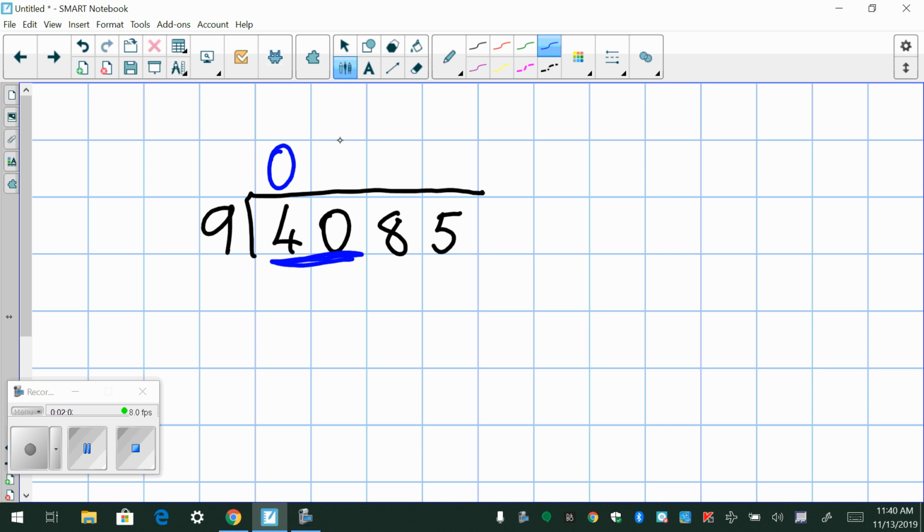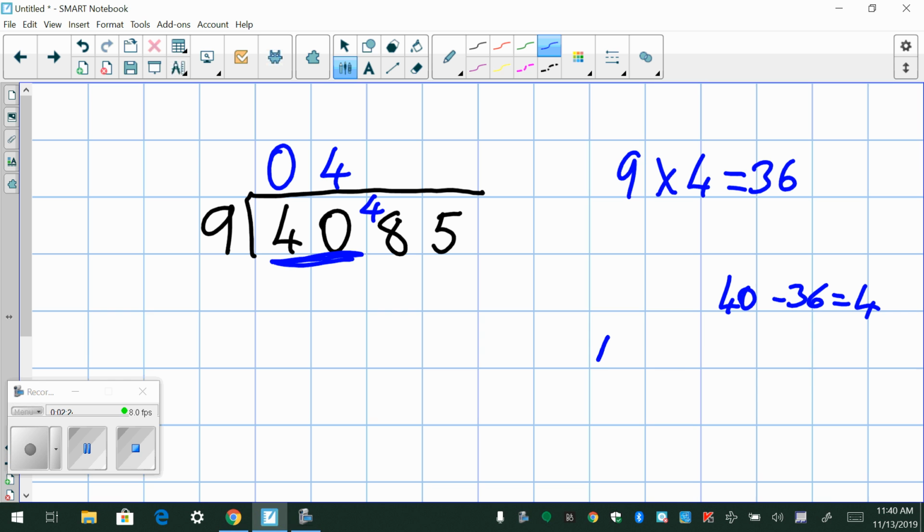Does 9 divide into 40? Yes. Well, I know that 9 fours is 36. So it divides in 4 times, and the remainder, 40 take away 36, my remainder is 4. So I bring that 4 over to the next number, and that now becomes a 48. Does 9 divide into 48? Well, 9 fives is 45. So I'm going to work out my remainder is 3. So it goes 5 times, remainder 3, and I bring that 3 over to the next number.